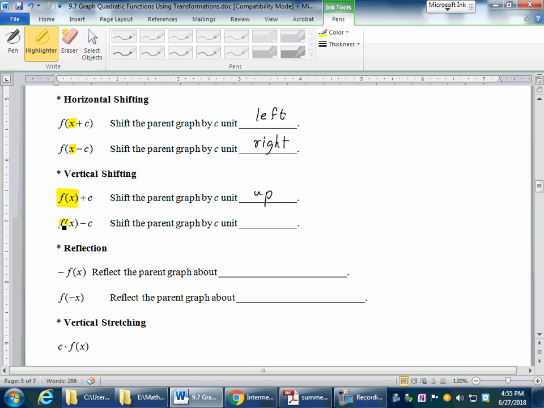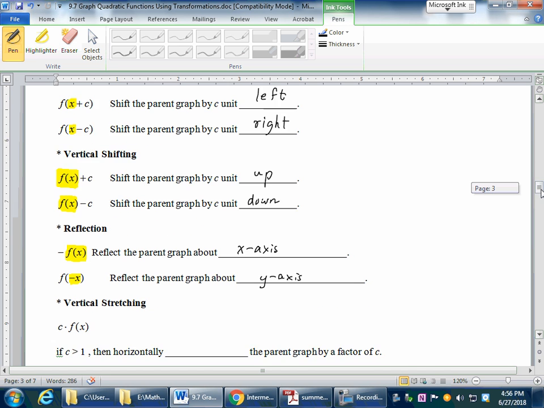And if the function is subtracted by a number, then the entire graph is going to be shifted down c units. And we talk about reflections. If you are multiplying your y value, your function, by a negative, then the graph will be reflected about the x-axis. And if you are multiplying your x value, the input value, by a negative, then it will be reflected about the y-axis. So far we got these. And then we're going to look at vertical stretching and then shrinking.